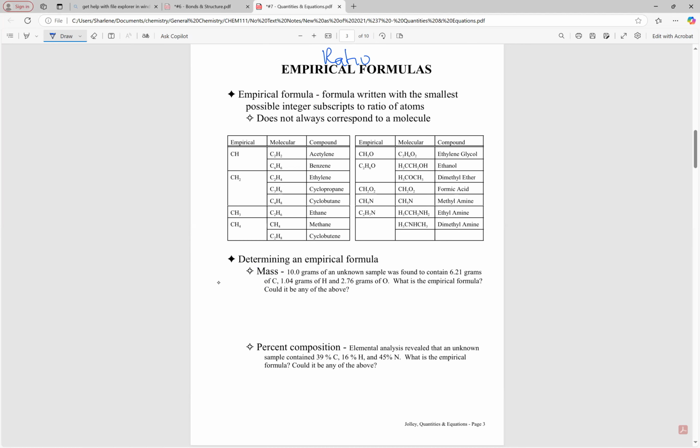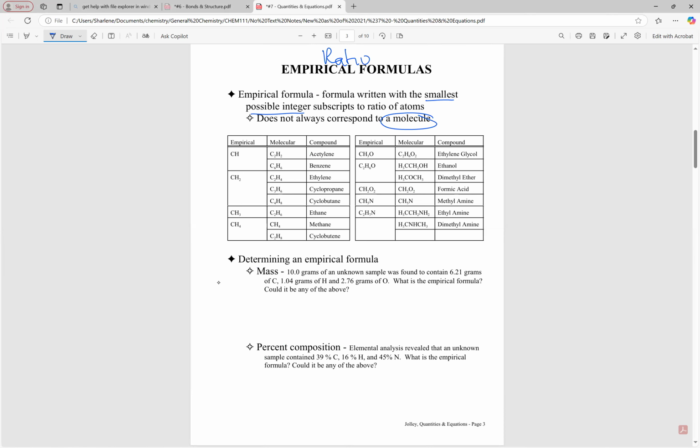So it's always written with the smallest possible integer, basically the subscripts on an atom. It does not always correspond to a molecule, but it does correspond to the ratio that they occur together. And then just here's some examples.